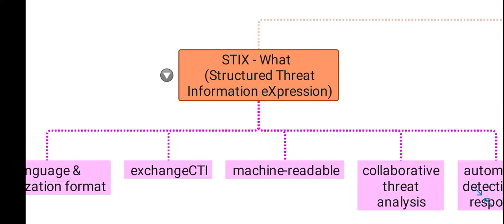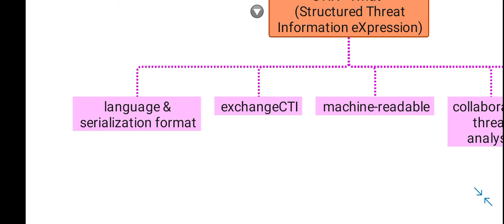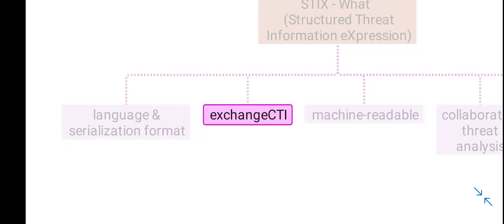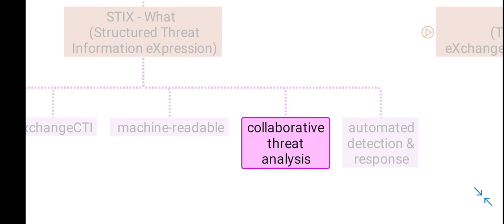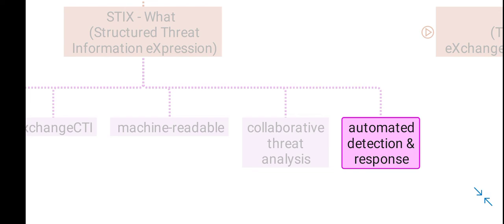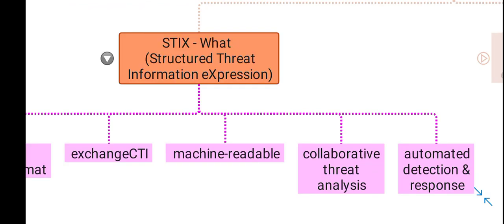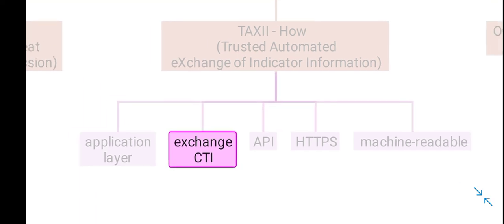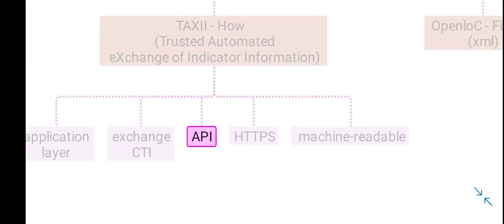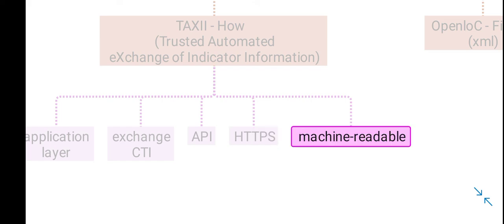Once we talk about STIX, it is Structured Threat Information Expression, and it is a language and serialized format for exchanging cyber threat intelligence, and it is machine readable. It means it can be automated. So it enables you to do collaborative threat analysis, that is with the security community, and it automates detection and response. And TAXII is an application layer protocol to exchange cyber threat intelligence over an API, and this API uses the Hypertext Transfer Protocol Secure, and this is also machine readable, therefore it can also be automated.